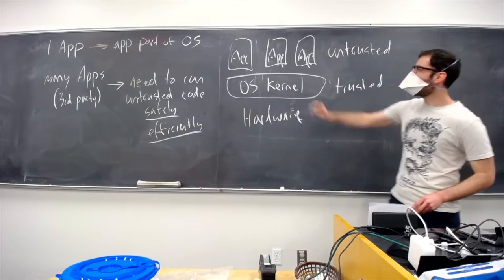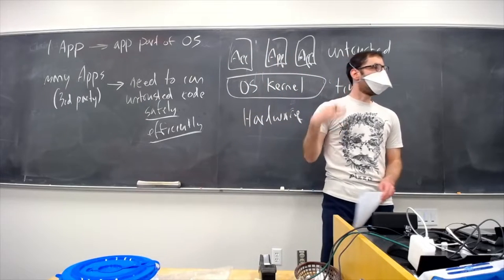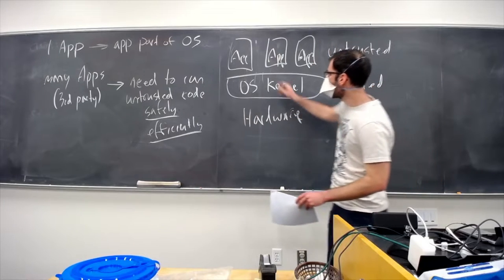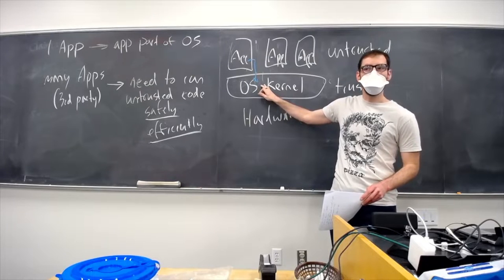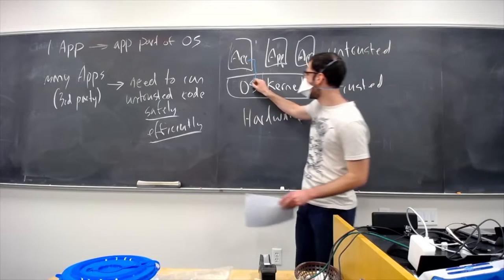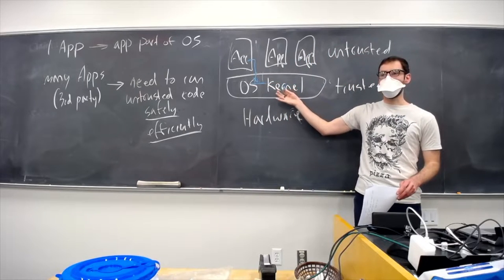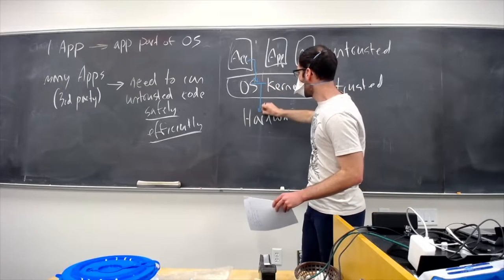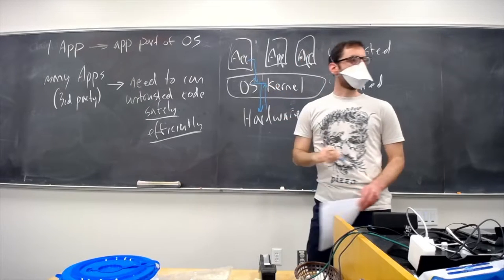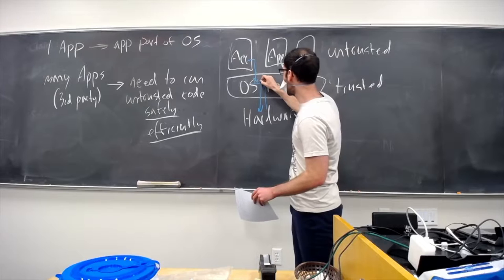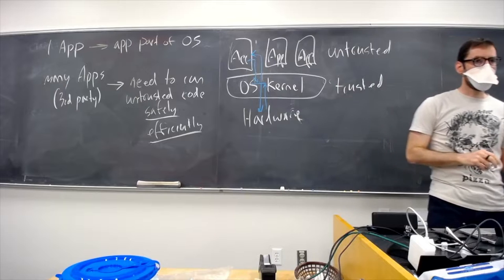So when an application, say, wants to do something with the hardware, wants to read a file, write to a file, something like that, it needs to ask the operating system kernel, please do this thing with the hardware. Turn control over to the kernel so that the kernel can then interact with the hardware, perform the task, return to the kernel, and then the kernel turns control back over to the application.